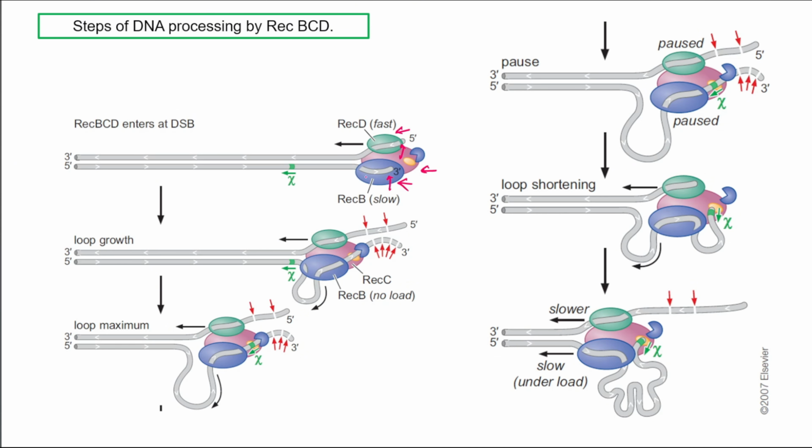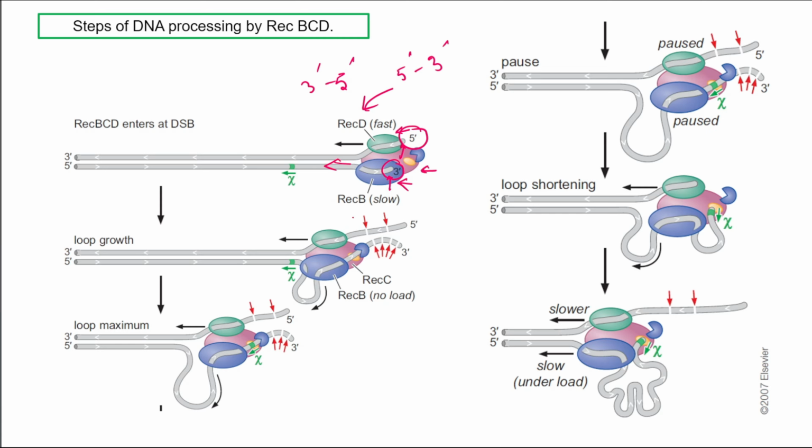RecB has 3' to 5' helicase activity, so RecB binds on the 3' end side. This is the 3' side. Next, RecD has 5' to 3' helicase activity, so RecD binds on the 5' side. And these both unwind the DNA duplex.